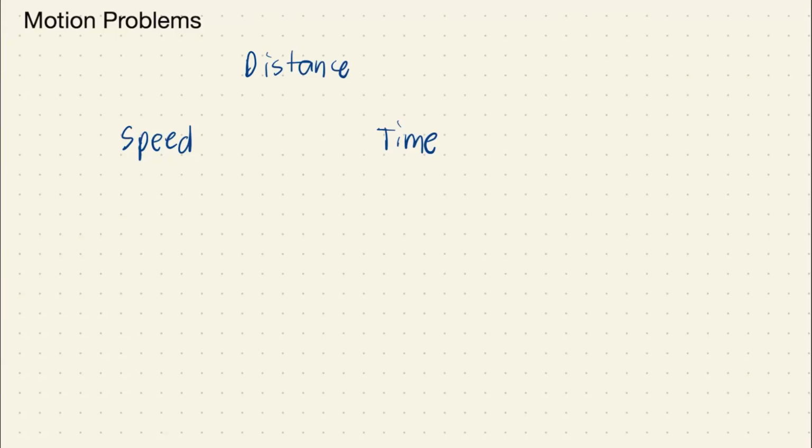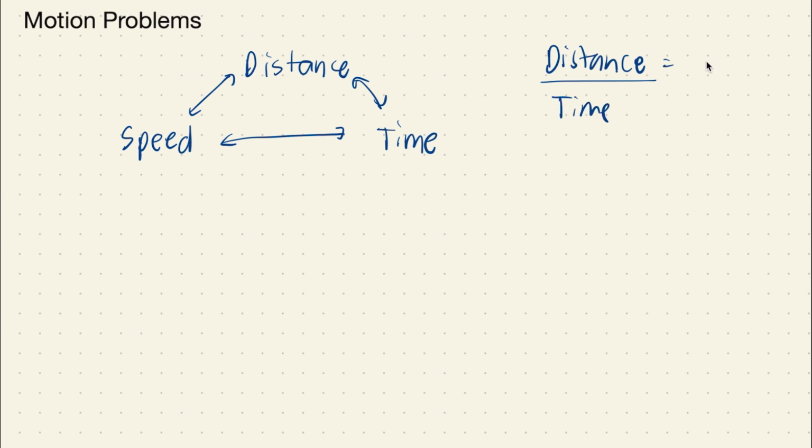We now go to motion problems. In motion problems, we use a simple formula: distance is equal to speed times time. Okay? So these three things are all connected with each other using this formula. Distance over time is equal to speed. So from this, we can find any one of the three if we know the other two.